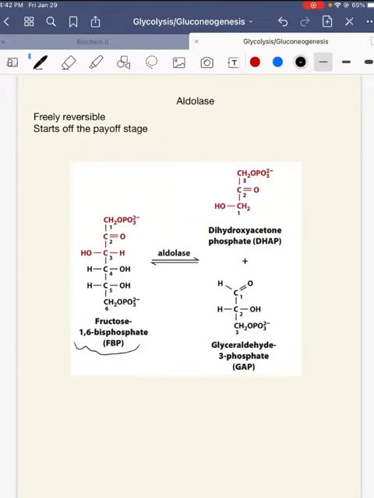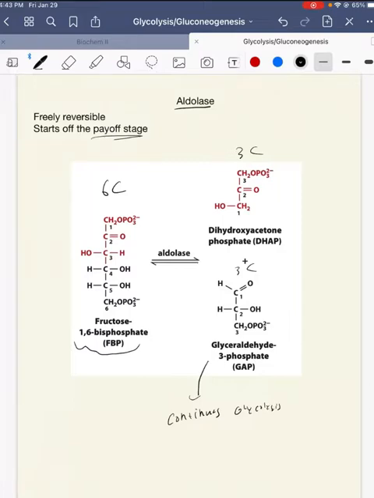This enzyme is called aldolase. What it does is break our 6-carbon molecule into 3-carbon molecules. So it takes the 6-carbon molecule that we made in the priming stage, and now we start the payoff stage, and we do this by splitting our 6-carbon into two 3-carbon molecules. This enzyme is actually freely reversible, and it pretty much starts the payoff stage. A thing I will mention is GAP over here is what continues glycolysis.